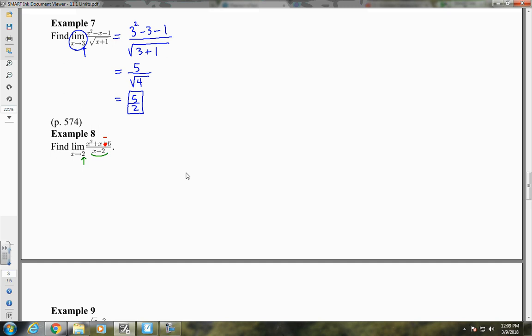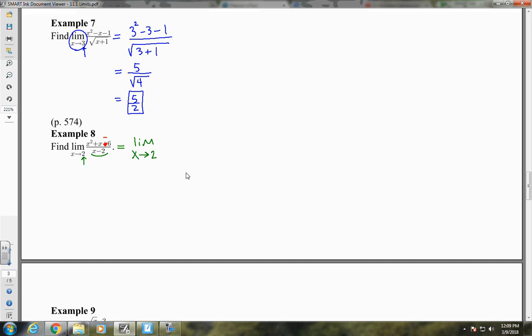Now, since we can't plug 2 in like we did on example 7, we're going to algebraically sidestep this problem. Our goal is to cancel that factor x minus 2 from the denominator because it's preventing me from evaluating the function. Now, do notice I'm not evaluating the function, so I'm going to go ahead and carry this limit operator to the next step. That's a pending operation that I haven't taken care of yet.